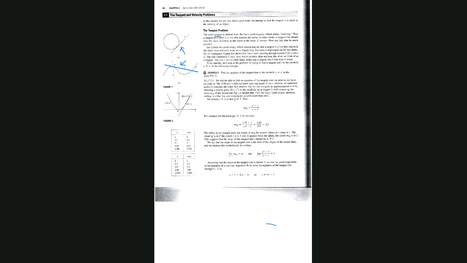At this point P, right there, we have drawn a line that's tangent to the curve. We've drawn a tangent line to this curve C at point P. Now this is central to calculus, finding tangent lines to points on curves.